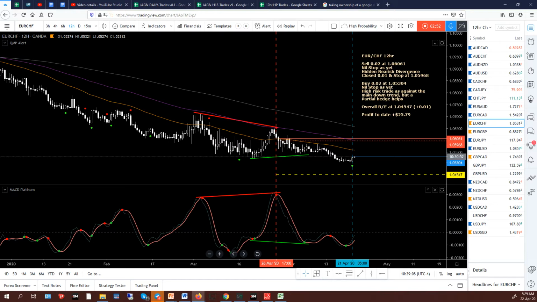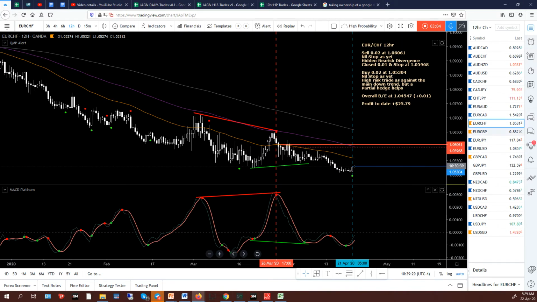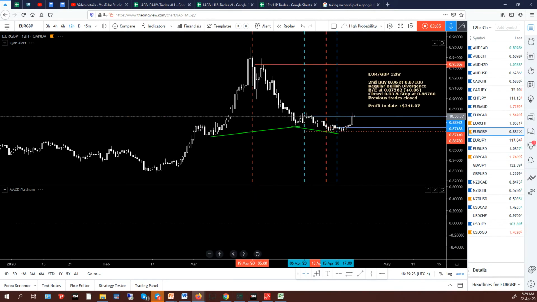As long as price stays above that yellow line, that yellow dashed line, that's my break-even line. As long as price stays above that, both trades will be profitable if I close them both together. So that's the Euro Swiss. Just took a new buy there this morning.